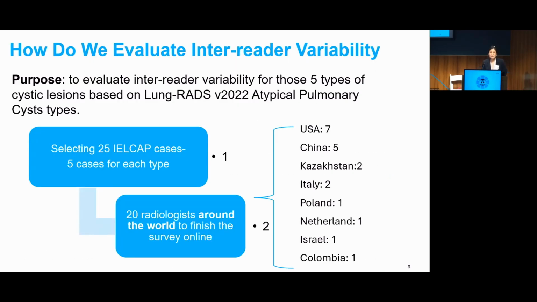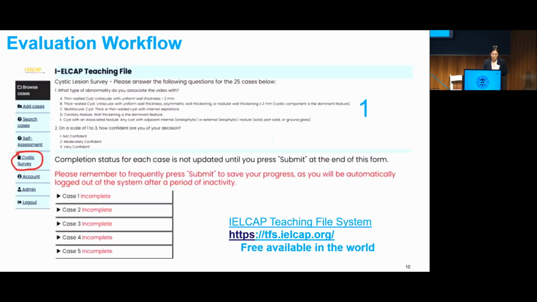The purpose of this survey is to evaluate the inter-reader variability for those 5 types of cystic lesions based on Lung-RADS recommendation. First, we selected 25 I-ELCAP cases, 5 cases for each type, and invited 20 radiologists around the world to finish the survey online. Here is the list for different countries. They work on a teaching file system.